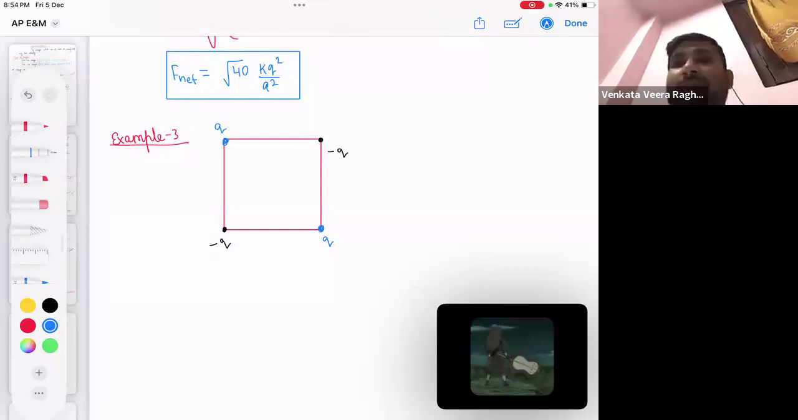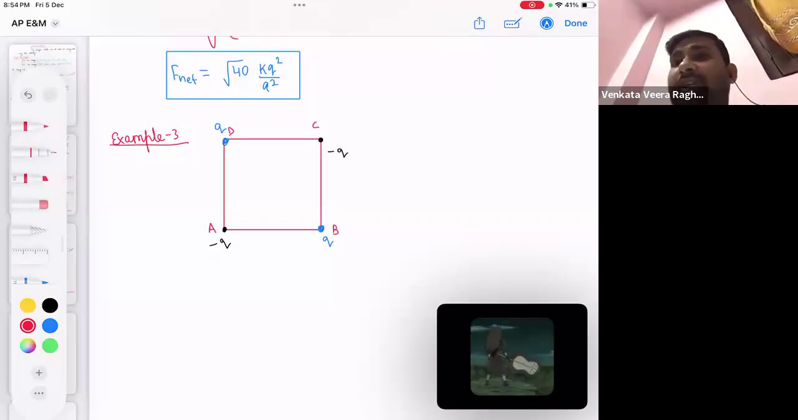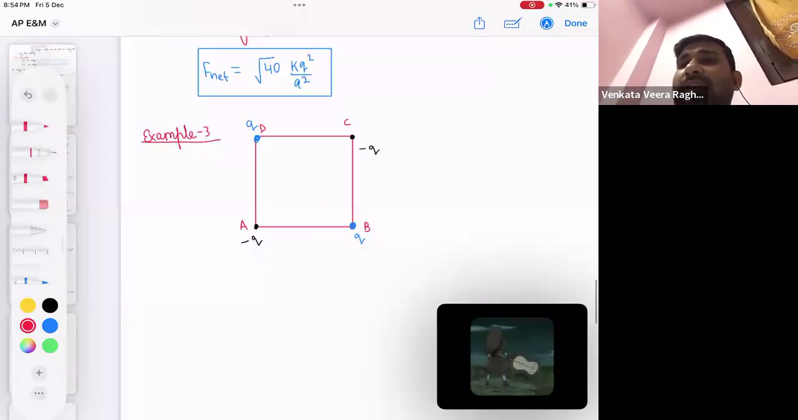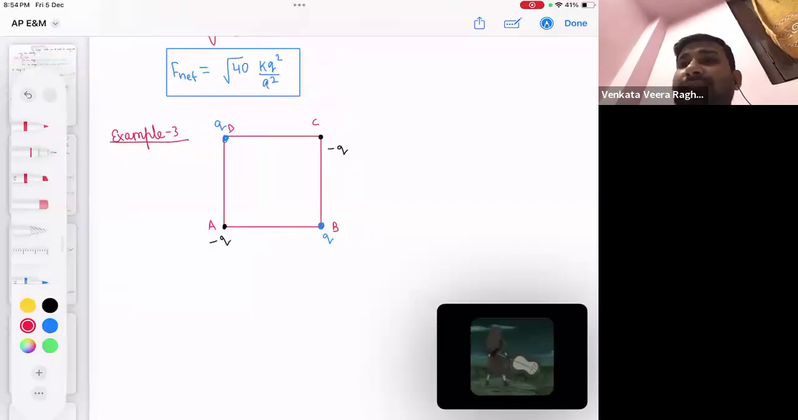Okay. Let's call these corners A, B, C, and D. I want to find out the net force on the C corner charge. Understood? I want to find the net force on the C corner charge. How do we find it? Will you think about this question?